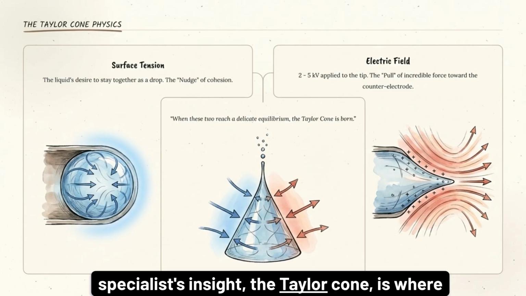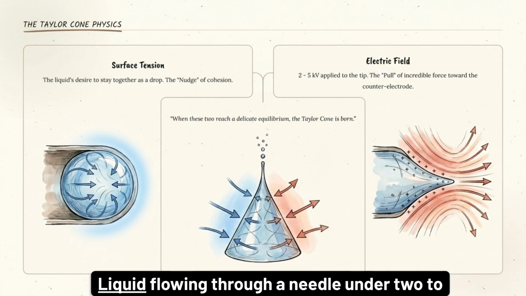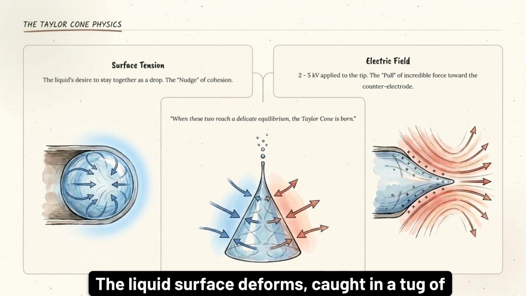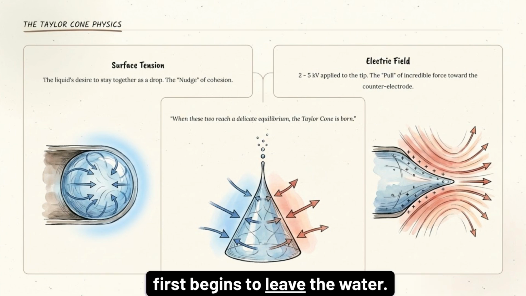Specialists' insight: the Taylor cone is where chemistry meets high-stakes geometry. Look at your screen. Liquid flowing through a needle under 2 to 5 kilovolts. The liquid surface deforms, caught in a tug-of-war. This cone is the exact point where the whale first begins to leave the water.